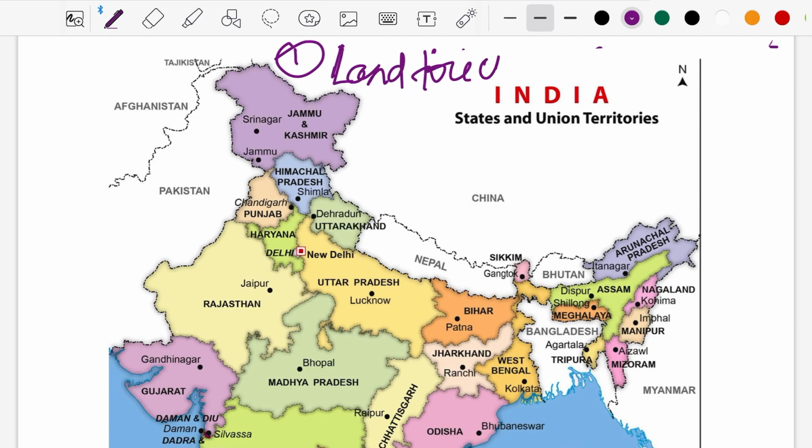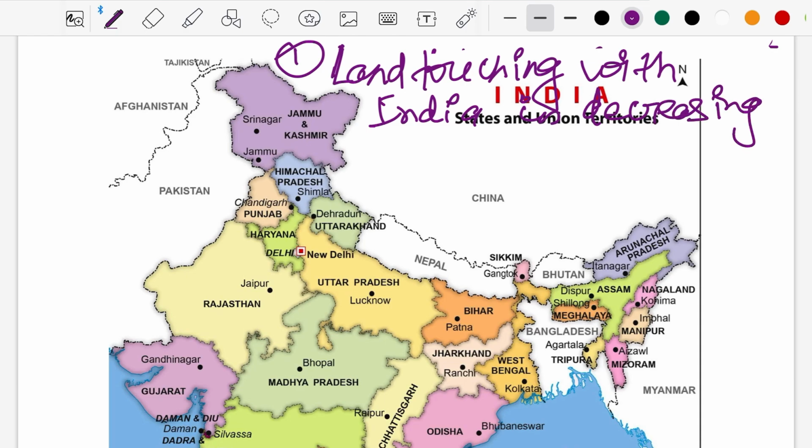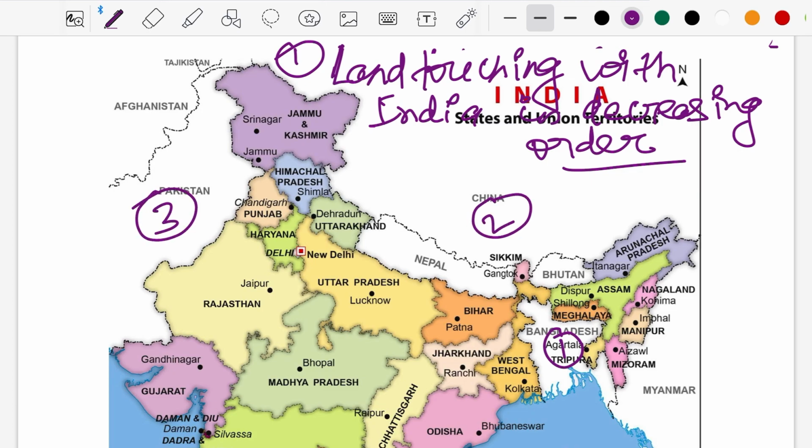Land touching with India, in decreasing order. Okay. So Bangladesh is coming first, that is, the land which is touching with India, Bangladesh is then coming in the first number. Second we have China, and third we have Pakistan. Fourth we have Nepal. Fifth we have Myanmar. Sixth we have Bhutan, and seventh we have Afghanistan.